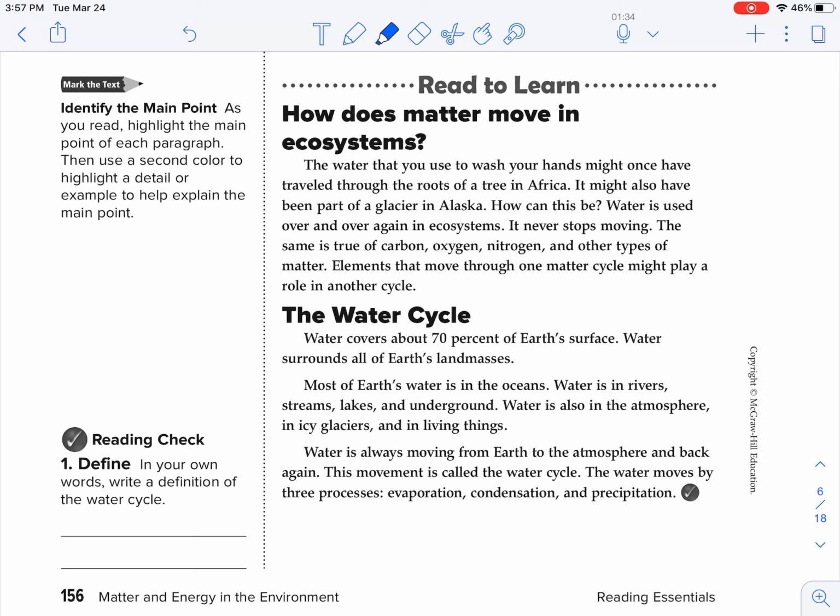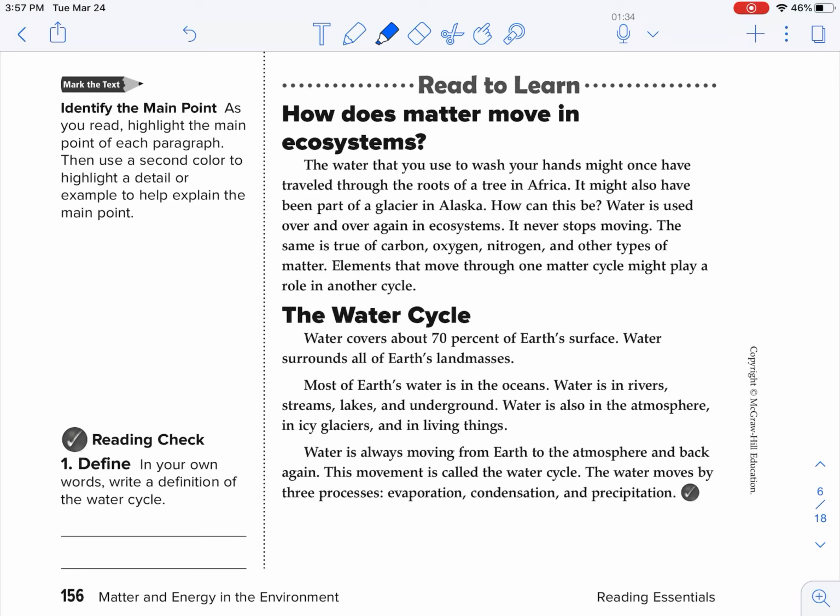The water that you use to wash your hands might have traveled through the roots of a tree in Africa. It might also have been part of a glacier in Alaska. How can this be? Water is used over and over again in ecosystems. It never stops moving. The same is true of carbon, oxygen, nitrogen, and other types of matter. Elements that move through one matter cycle might play a role in another cycle.